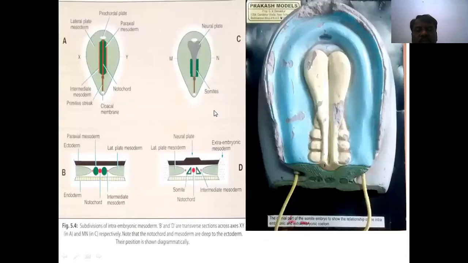Now this mesoderm. Today's actual topic is the mesoderm, how it divides into three parts on either side of the notochord. Before discussing the somites, you should know the notochord. The model is not there, but it is important; short notes are expected in embryology. See, the notochord first starts from the primitive streak. We can identify the primitive knot.